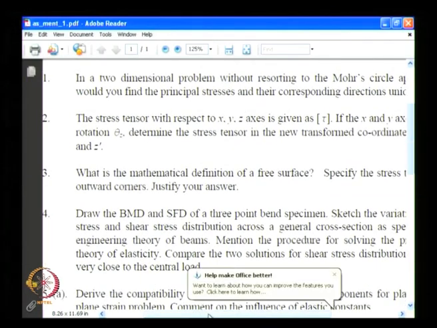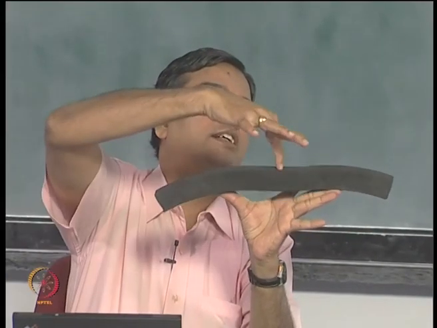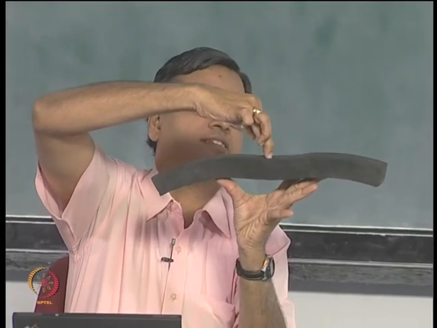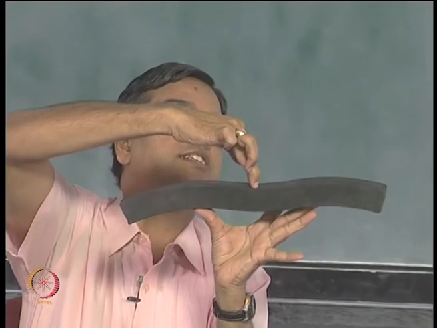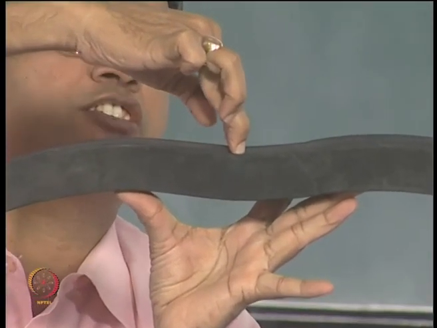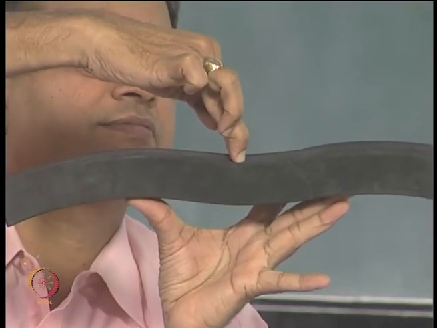So, what I have here is a set of only 5 simple problems. The next problem is essentially you have to find out the shear distribution on a 3-point bend specimen. Suppose I have this as the beam and I have supported like this, and I put a sharp load like this. Now, from your strength of materials, if I want to find out the shear distribution over the depth, what is the variation?